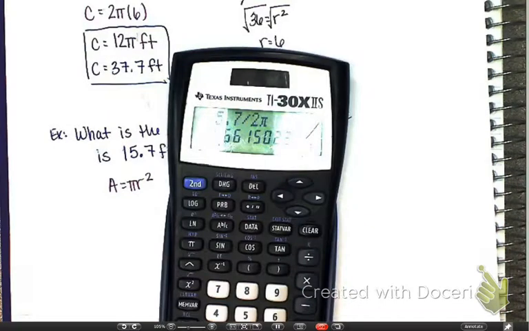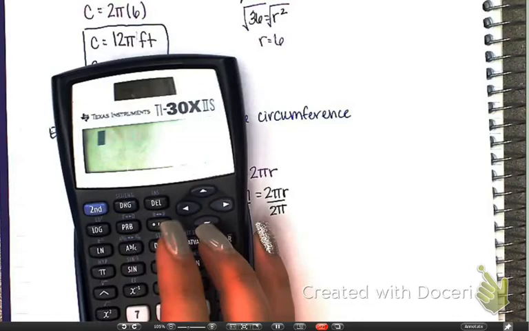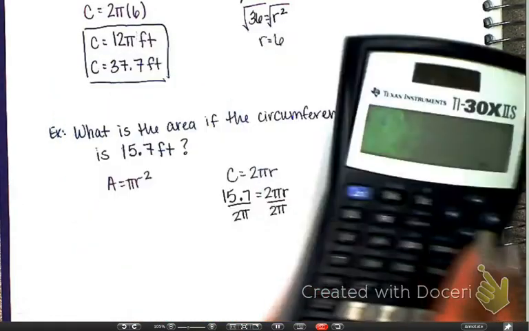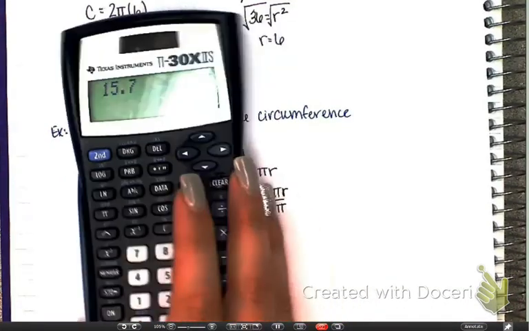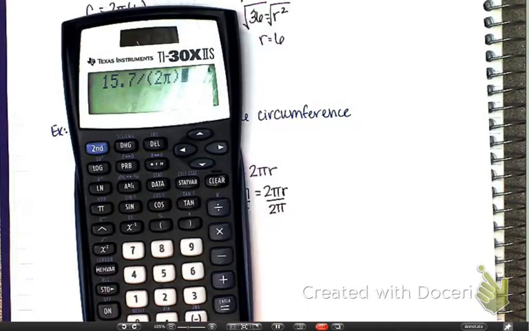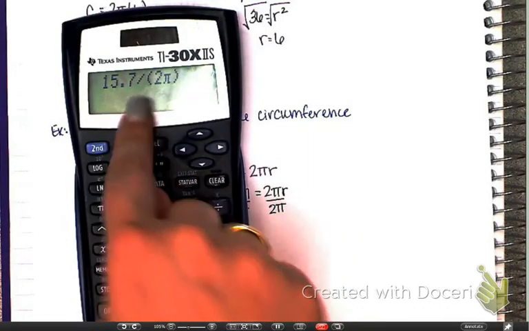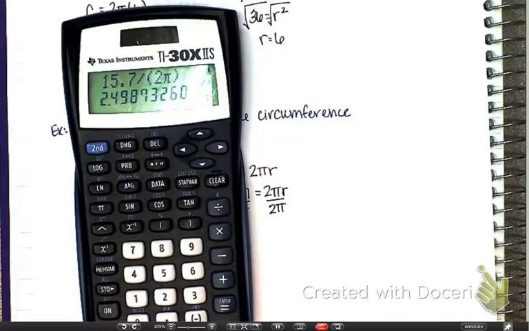So here's the problem. Everybody that has this calculator, when you divide, pay attention because if you don't, you're going to get this part wrong. In your calculator, you're going to do 15.7, and then when you divide, you need to put 2 pi in parentheses. Because what the other one was doing was 15.7 divided by 2 times pi, because that's what order of operations says. This one is dividing 15.7 by everything, and you should have gotten 2.5. Okay, 2.5 should be your radius.